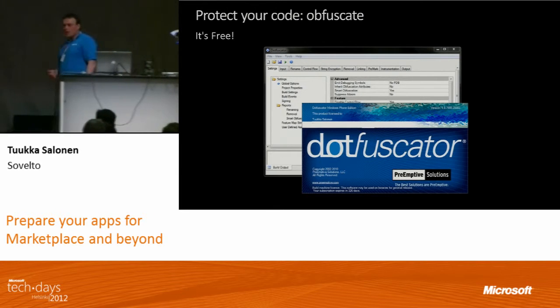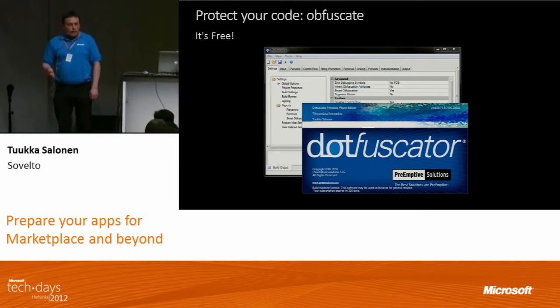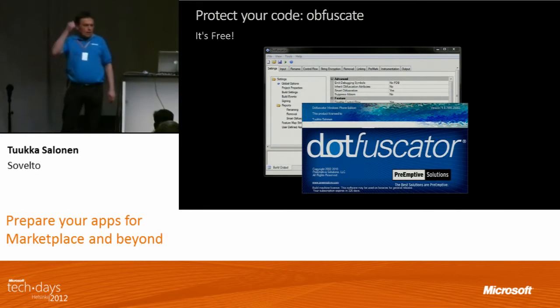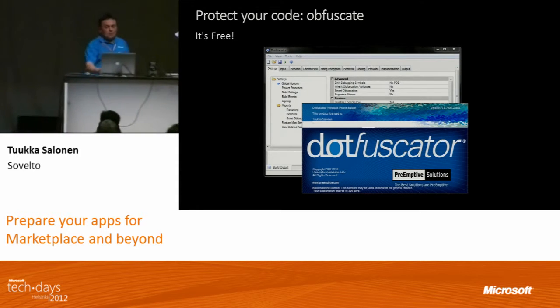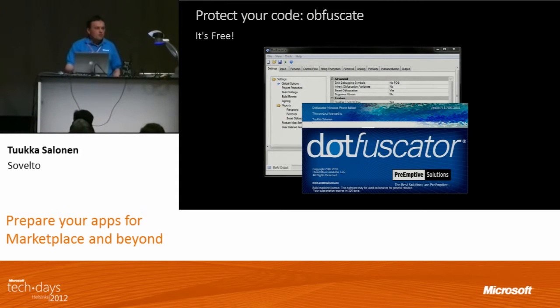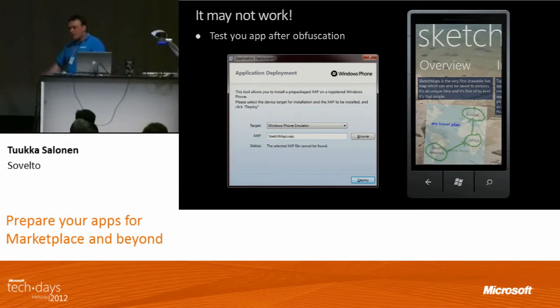Always use obfuscator. The good news is that this is free. The only thing that you have to do is to go to Preemptive Solutions, register, download it, and you will get the key and you can use it. So Microsoft has a deal with them. Always obfuscate your code. If you don't do it, I can get all your secrets that you have in there. It's the same problem as in Java.